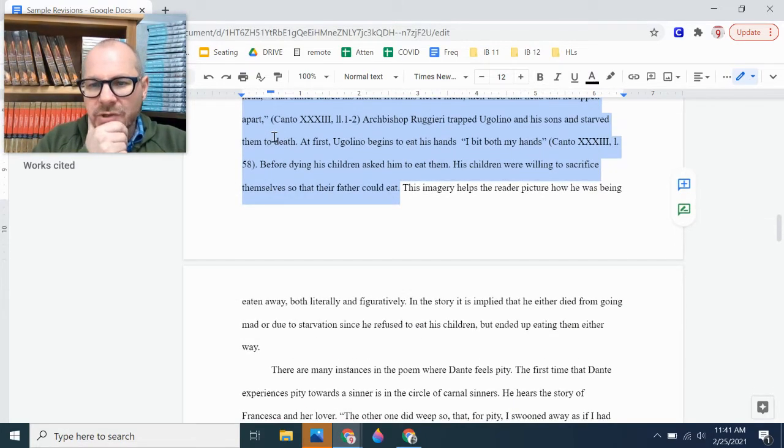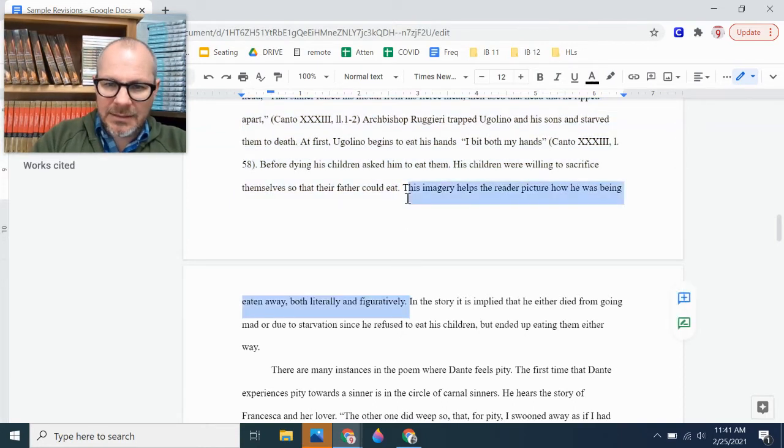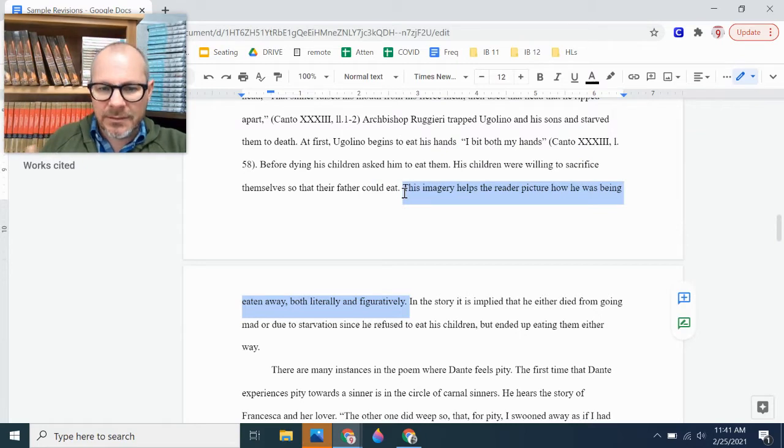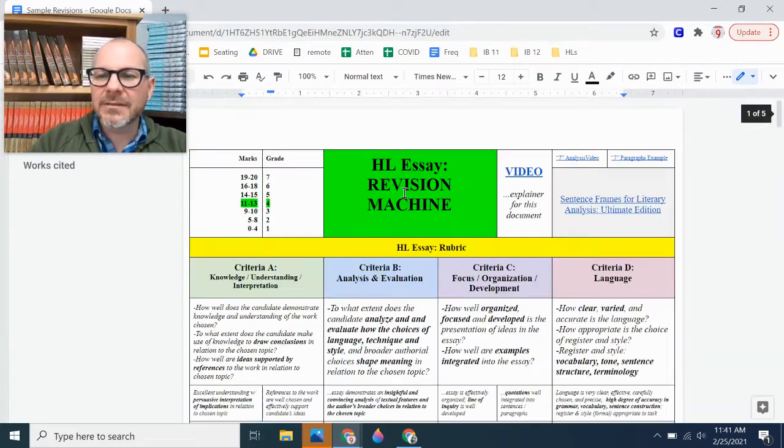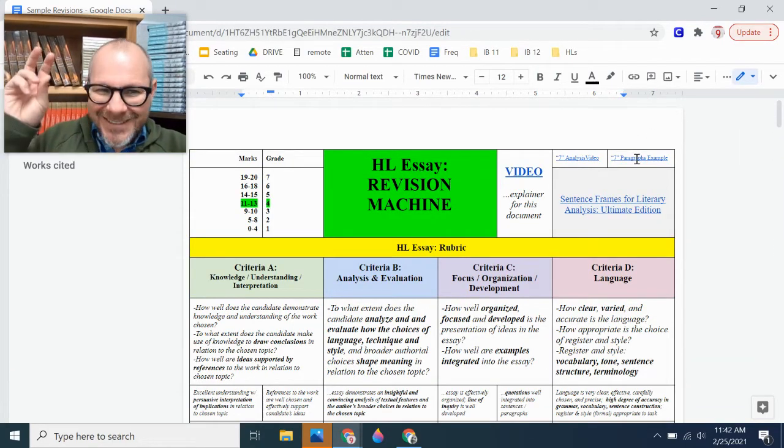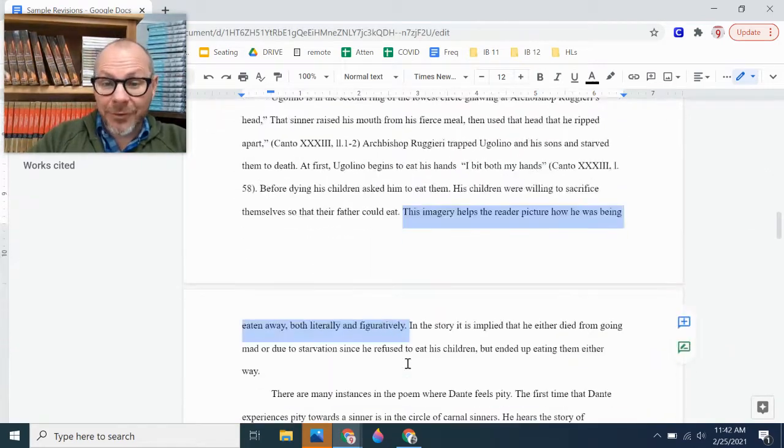This imagery helps the reader picture how he was being eaten away, both literally and figuratively. In the story, it is implied that he either died from going mad or due to starvation, since he refused to eat his children, but ended up eating them either way. So this one sentence could be classified as analysis, but it's kind of light analysis. If you compare this sentence to the kinds of sentences that you saw in my 7 example, you'll see it's quite different in how it operates and the depth that it goes to for the effect of the choices and how the choices should be interpreted and shape meaning.